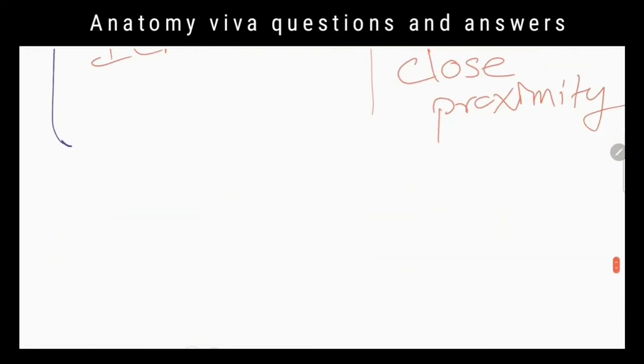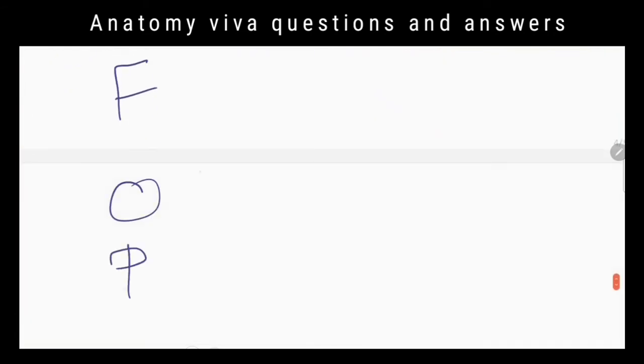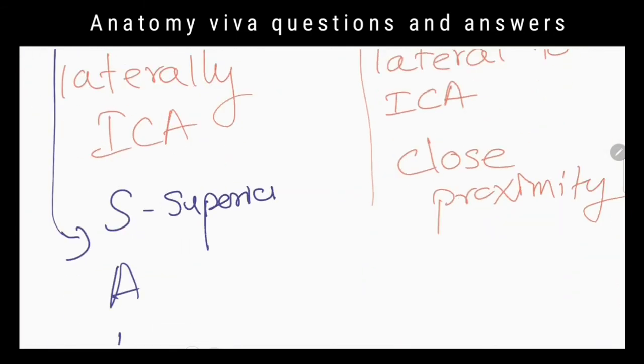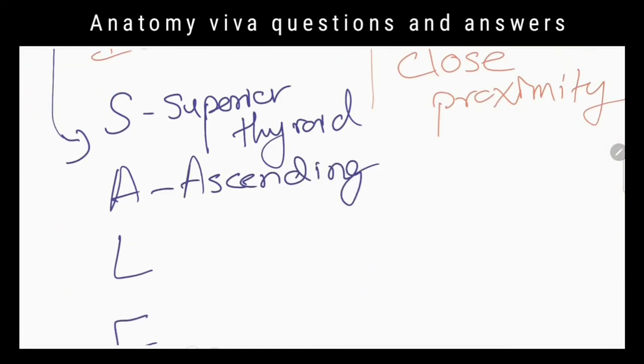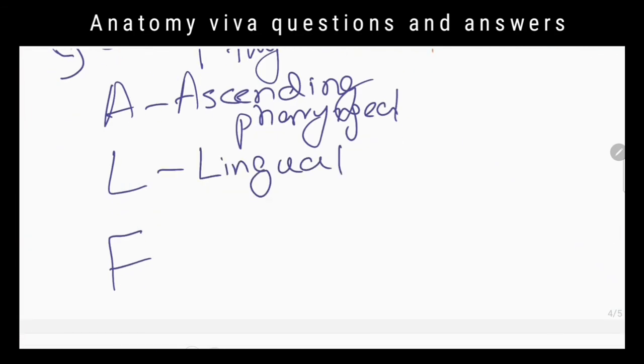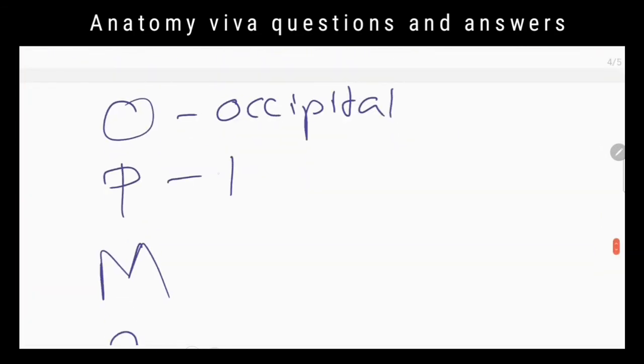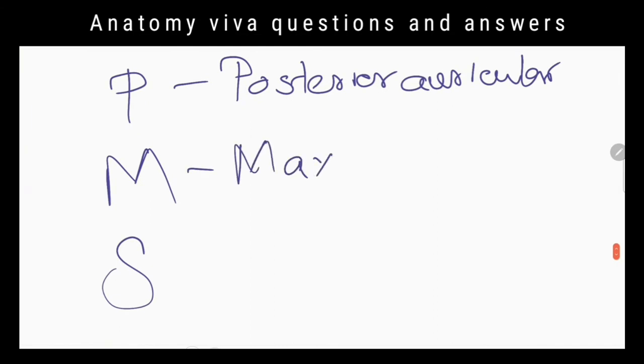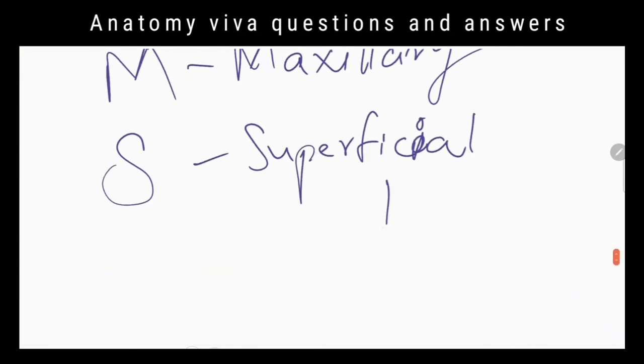What are the branches of the external carotid artery? Superior thyroid, ascending pharyngeal, lingual, facial, occipital, posterior auricular, maxillary, and superficial temporal arteries.